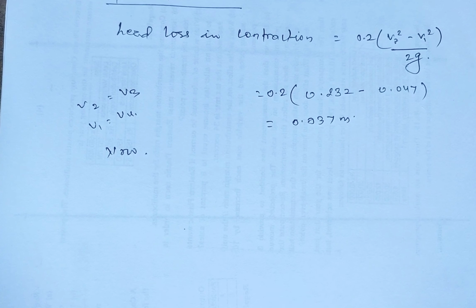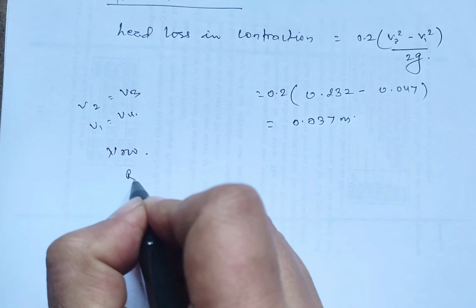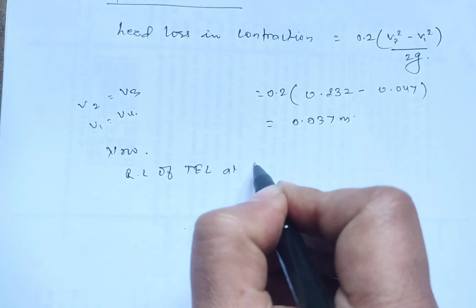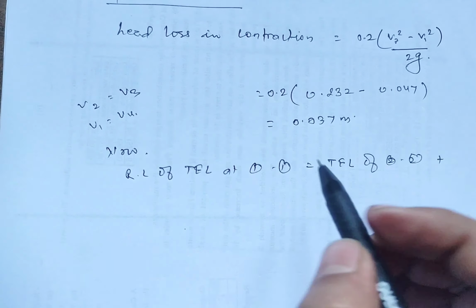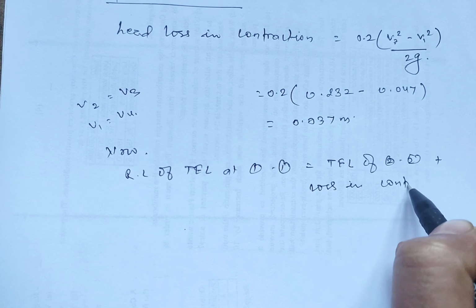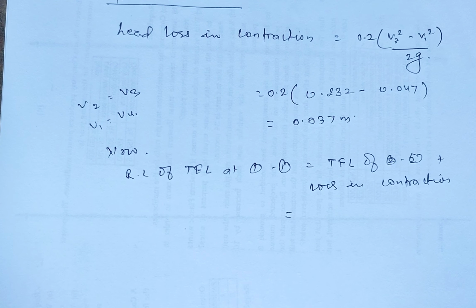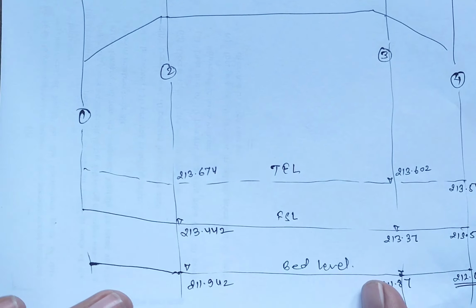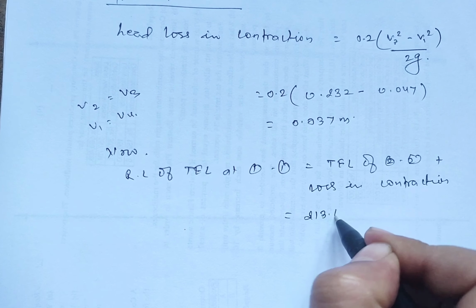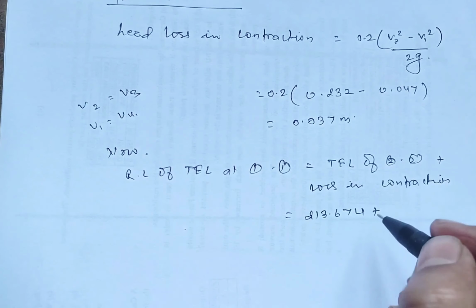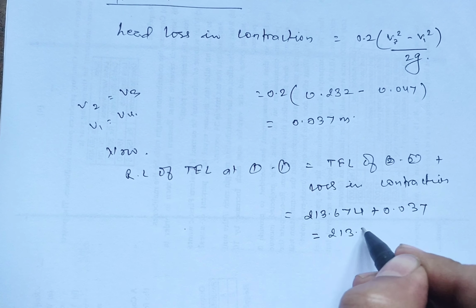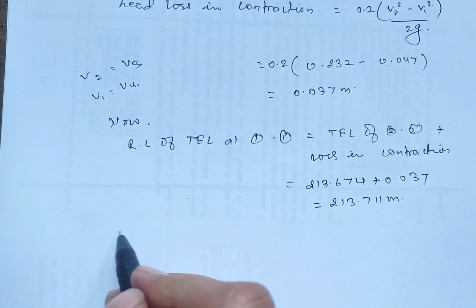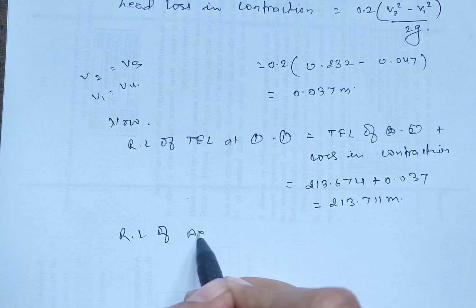Now, in this section, we will calculate the level from top to bottom, that is RL of TEL at section 1 equals RL of TEL at section 2 plus loss in contraction. The RL of TEL in section 2 is 213.674 plus loss in contraction 0.037 equals 213.711 meter.